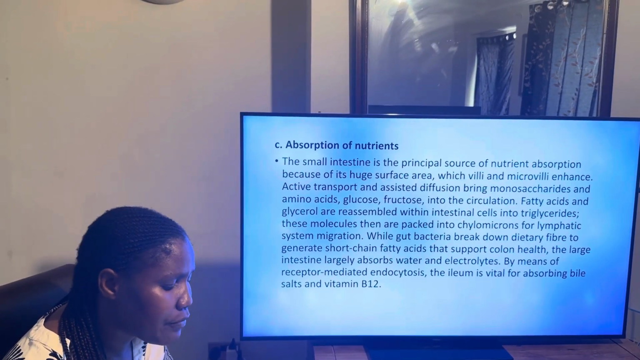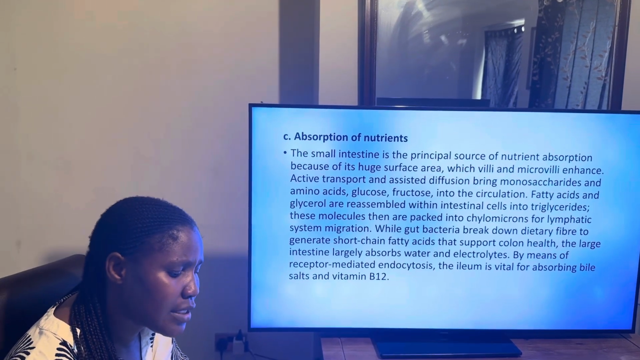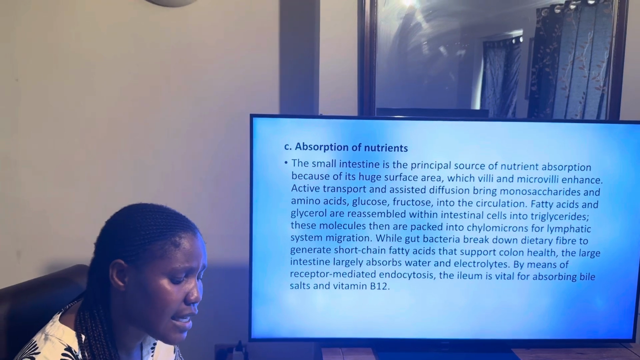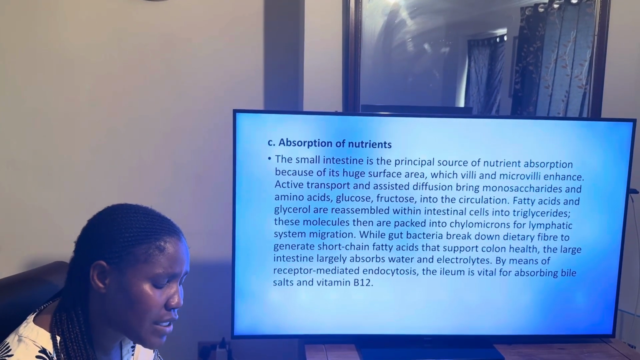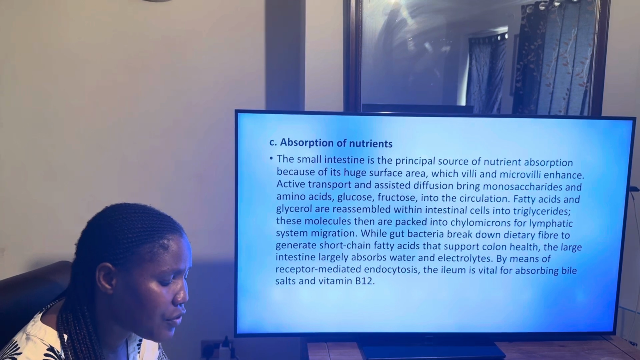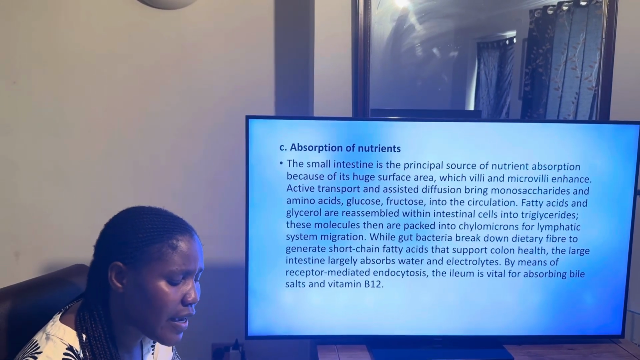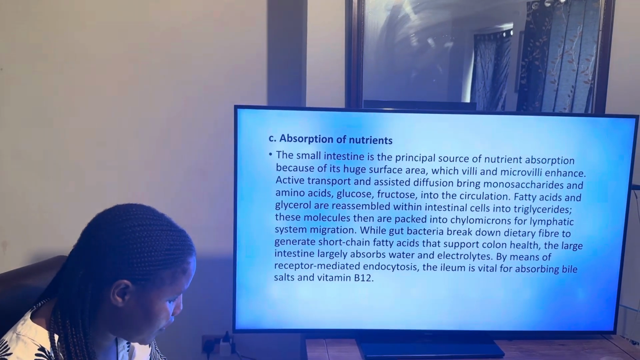chylomicrons for lymphatic system migration, while gut bacteria break down dietary fiber to generate short-chain fatty acids that support colon health. The large intestine largely absorbs water and electrolytes. The ileum is vital for absorbing bile salts and vitamin B12.